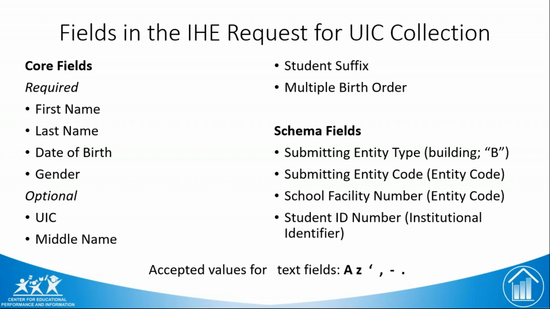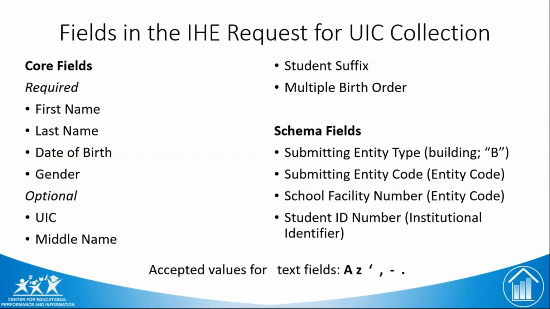Say that after multiple collections, you get tired of submitting these 2 students to the request for UIC collection because it always wants to resolve them as being the same student. You can submit these students using the multiple birth order fields. You can put a 1 or 2, any digit up to 9, to represent students that are twins, triplets, quadruplets, and so on, to make sure that the system knows that those 2 students are different.